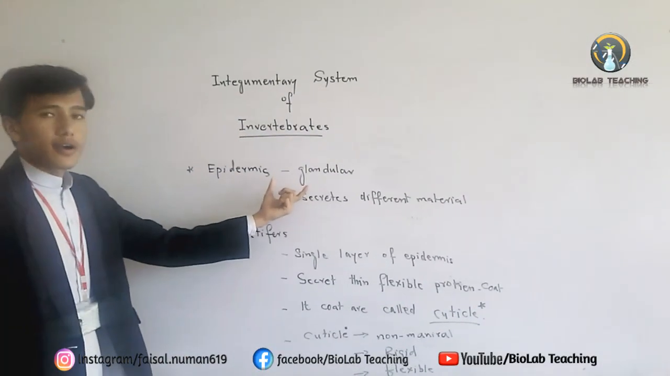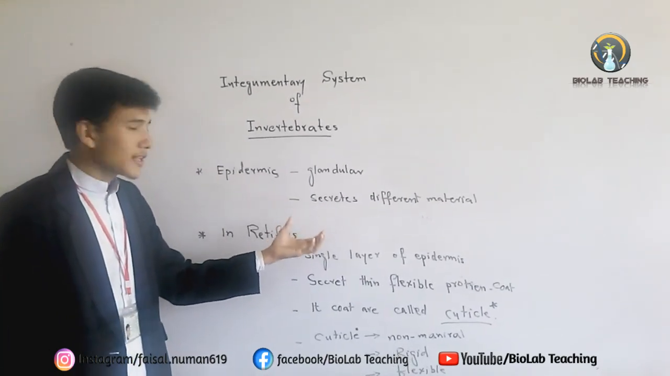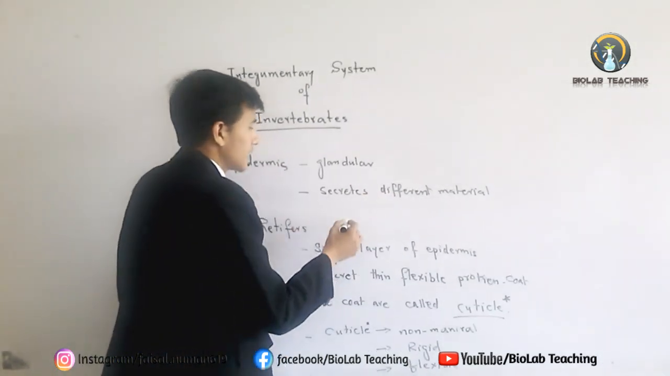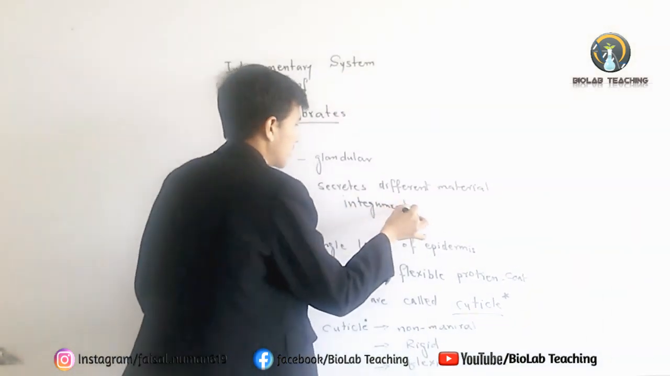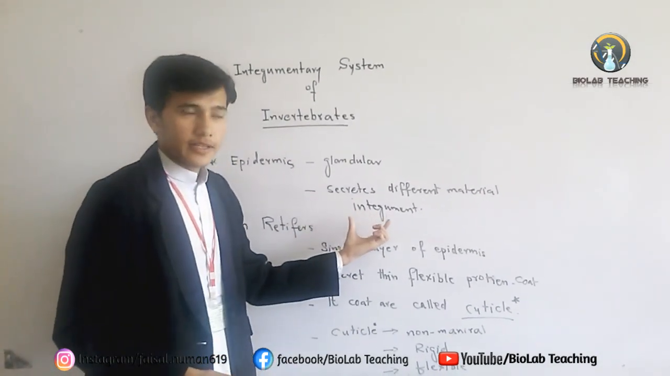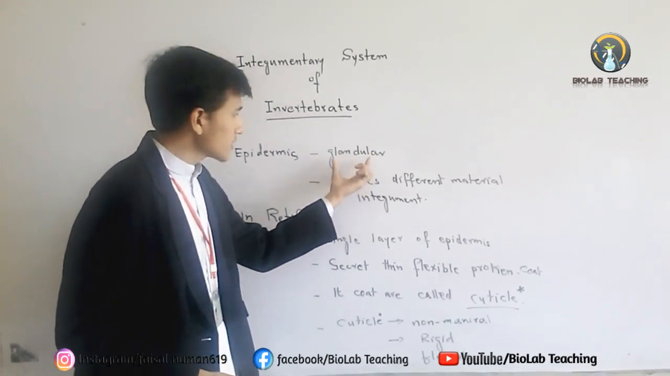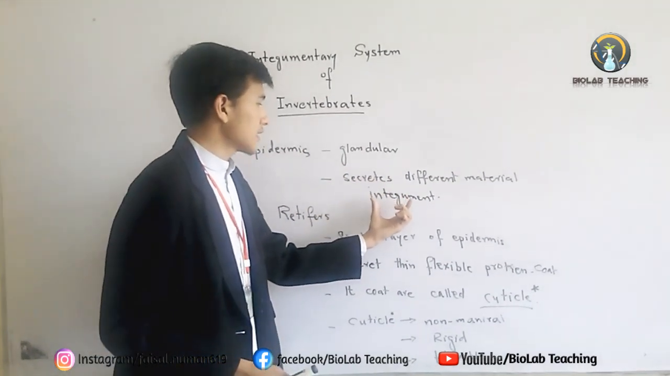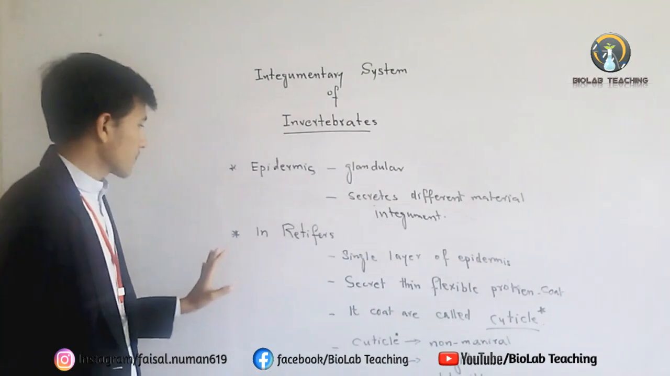The epidermis is glandular, meaning that glands are present in the epidermis. The epidermal glands and their ducts secrete different materials onto the integument. For example, in humans the sweat gland is present in the epidermis of the skin, and it secretes sweat, which helps in temperature regulation.